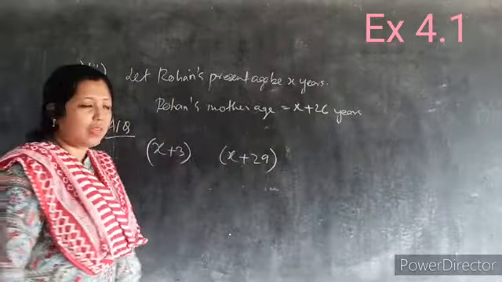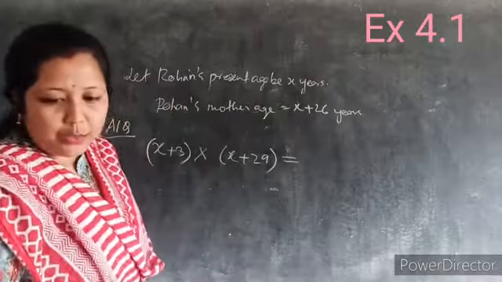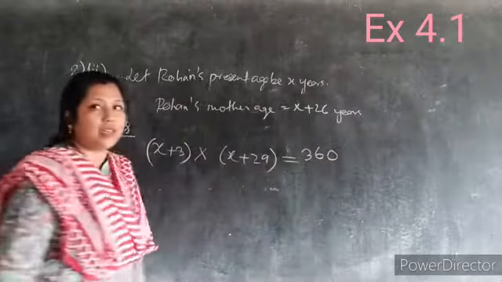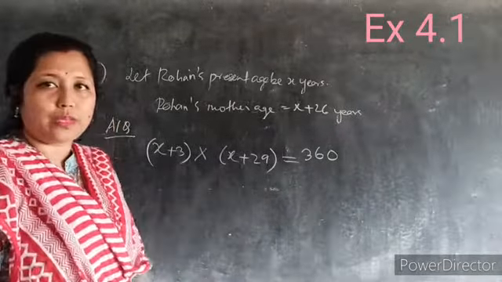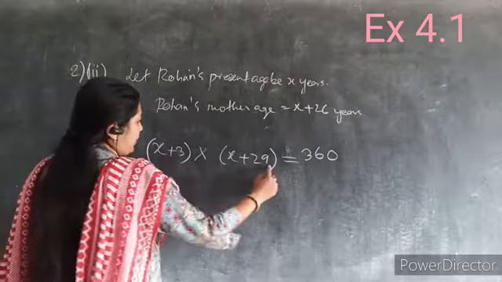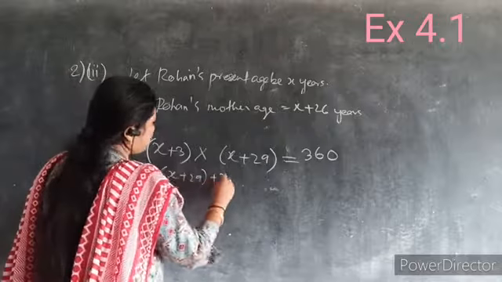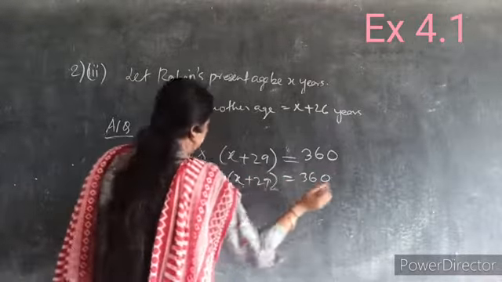Okay. And what is given? Their product is coming equal to how much? 360. The product is given as 360. So this will be the required equation of this question. So x will be multiplied with this, plus 3 will be multiplied with this, equal to 360.